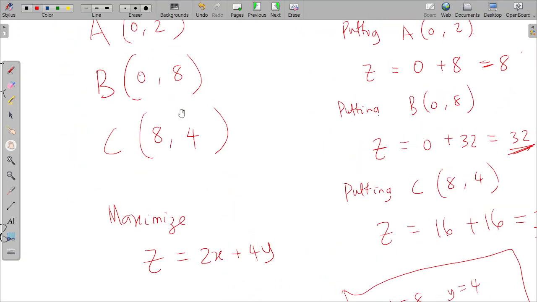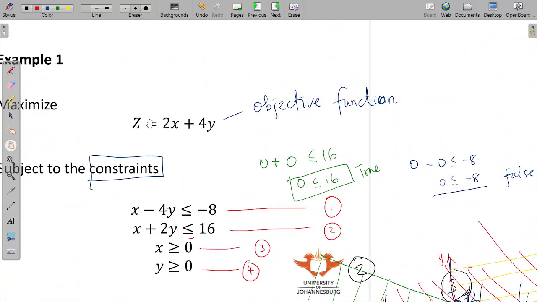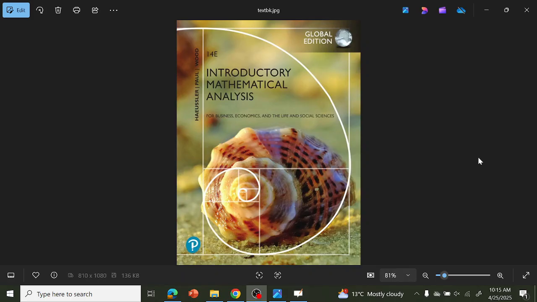That's how to solve a linear programming problem, given a linear programming problem like this. Okay, I hope you understand. Please ensure that you are able to understand.